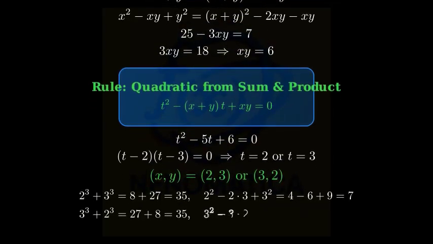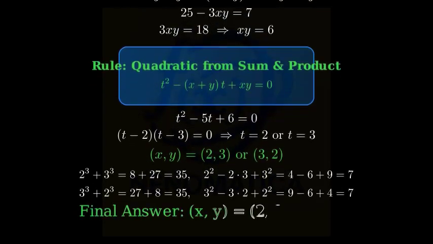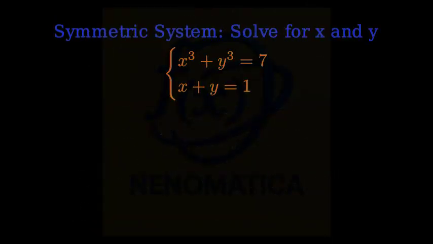The same holds when x equals 3 and y equals 2. This completes the solution. In this example, we will solve a symmetric system using the sum of cubes identity. The system is x cubed plus y cubed equals 7, and x plus y equals 1.